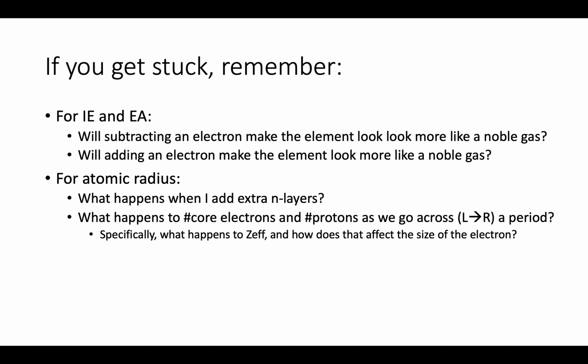So when you're talking about atomic trends, just remember, for ionization energy and electron affinity, will adding or subtracting an electron make the element look more like a noble gas? For atomic radius, what happens when I add an extra layer of electrons? What happens to the number of core electrons and number of protons as we go across a period? Specifically, what happens to the Z effective and how does that affect the size of the atom? We're also really concerned with how the Z effective tracks with the ionization energy and electron affinity.